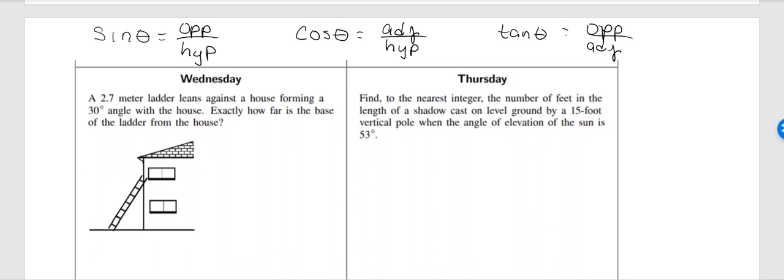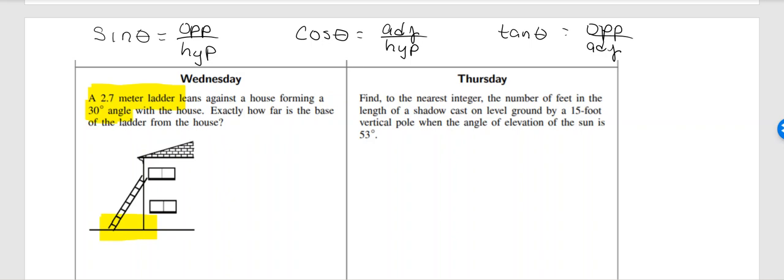So let's start by looking at this first example. We have a 2.7 meter ladder leaning against the house. Let's highlight the information that's going to be important. We have a 2.7 meter ladder leaning against the house, and it forms a right angle of 30 degrees with the house. Exactly how far is the base of the ladder from the house?